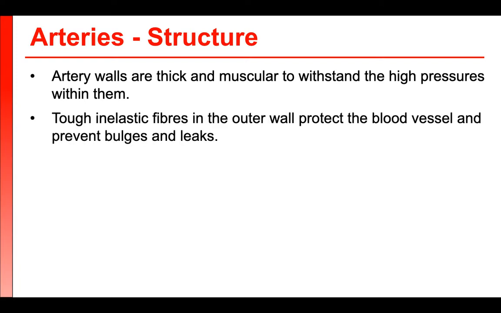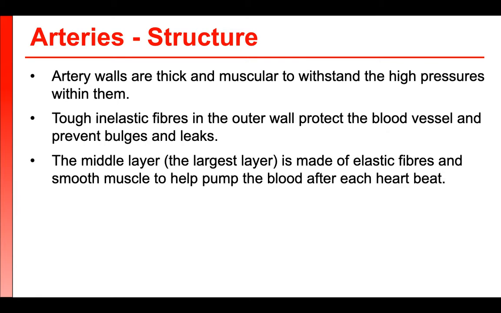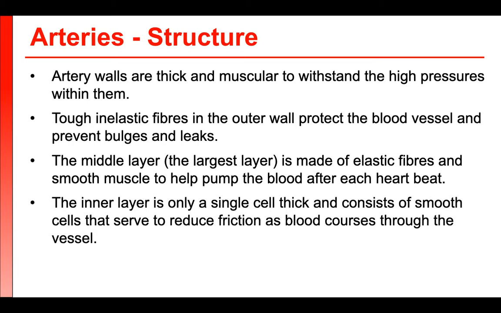Their outer wall is made of really tough, inelastic fibers so that the vessel doesn't bulge and doesn't leak. The middle layer, which is the largest layer, is made up of elastic fibers and smooth muscle to help pump the blood after each heartbeat. So the arteries actually do some pumping also. The heart pumps, and then the arteries are also pumping the blood to get it out into the rest of the body. The inner layer of the artery is only a single cell thick, and it's really smooth cells so that there's reduction in friction as the blood courses through the vessel.